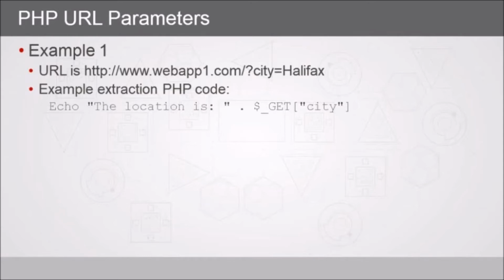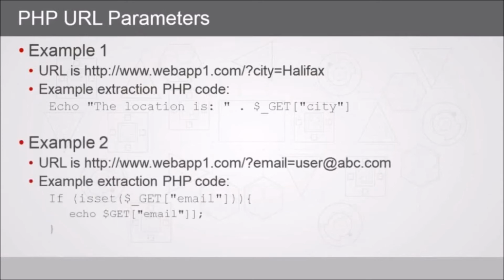To extract that, we might use $_GET, and then in square brackets, we simply put in the name of the parameter, in this case the word city, because that's what's been passed on the URL. Notice that we're echoing this back with some literal text, and it's being concatenated with this result with a dot symbol.